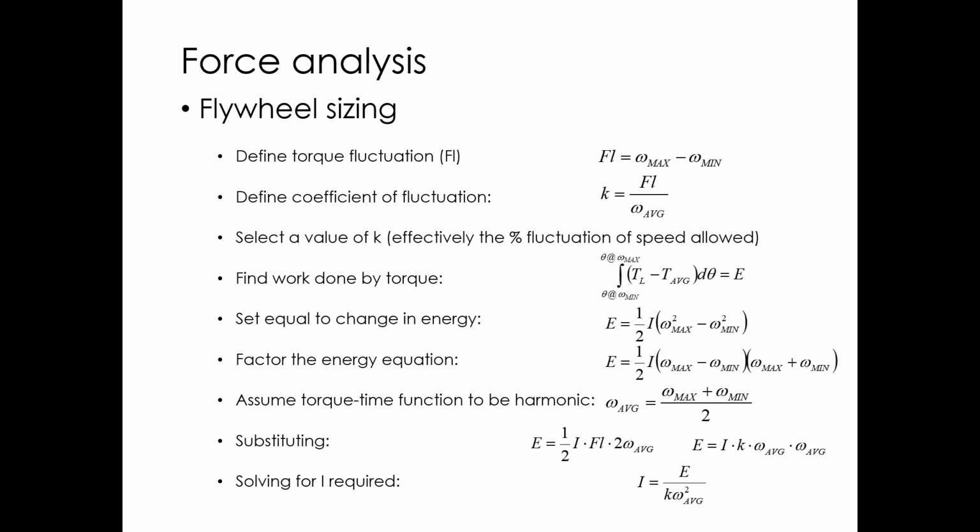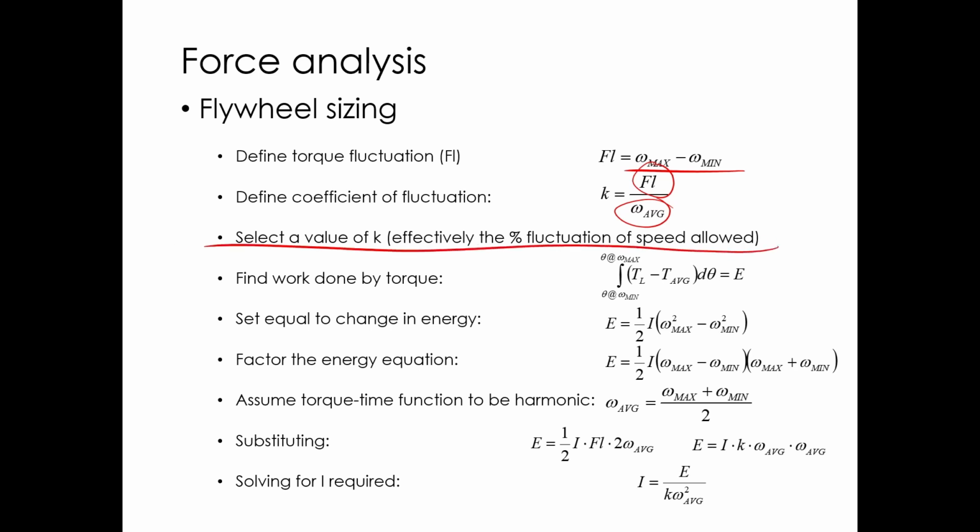Okay, we're going to define torque fluctuation as the difference between the maximum and minimum angular speed of the flywheel through a cycle. Define coefficient of fluctuation. That's going to be the fluctuation divided by the average speed. That's essentially a percent fluctuation of speed that's allowed. And this is going to be one of our design parameters.